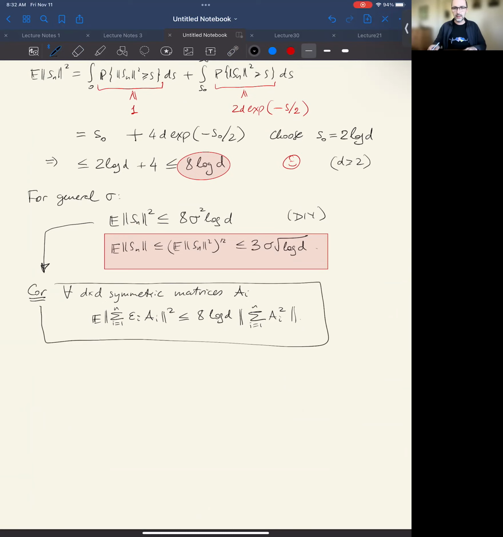Such a cute inequality. This happens for any symmetric matrices, and the way to think about this is that this is a matrix version of the scalar inequality. Let's think of the scalar identity: the expected value of the sum of epsilon_i a_i, squared. Well, that's just the variance of the sum. This expected value of the sum squared is the variance of that sum, which equals the sum of a_i squared.